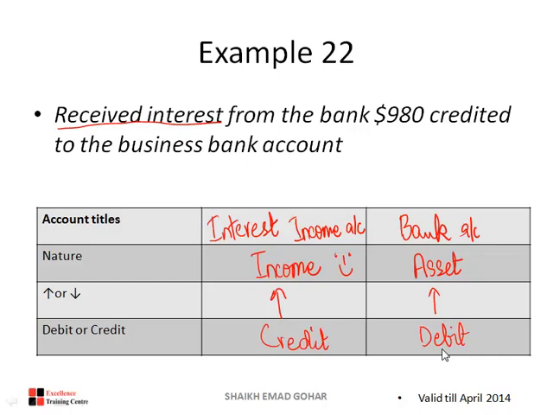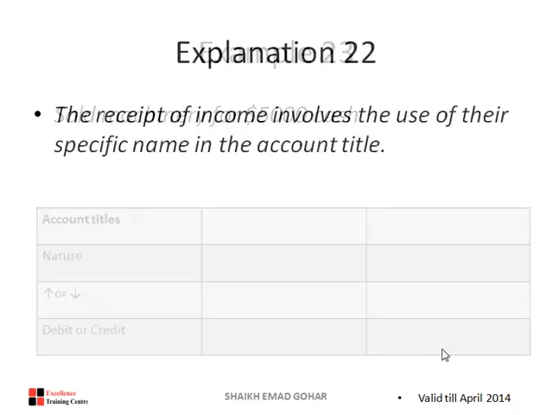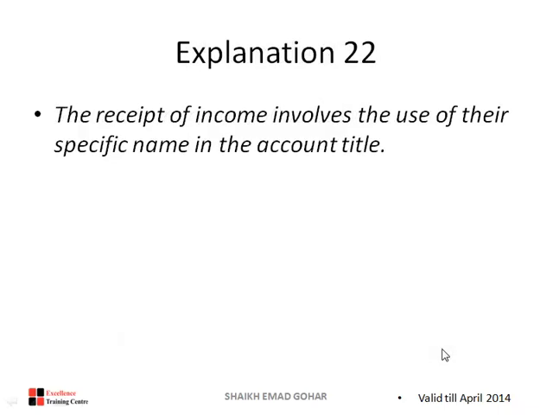See, one debit, one credit. So how to pronounce it? Bank account debit, interest income account credit, fine. Again, the receipt of income involves the use of their specific name in the account title, which I just told you.